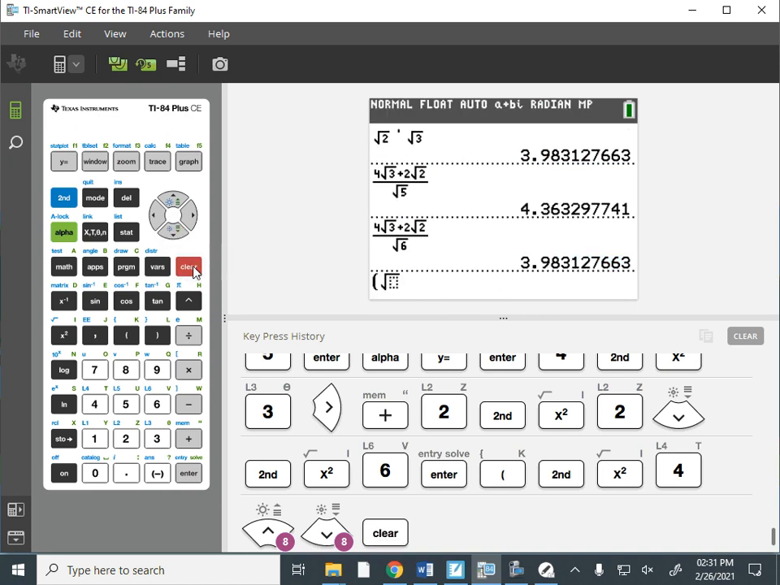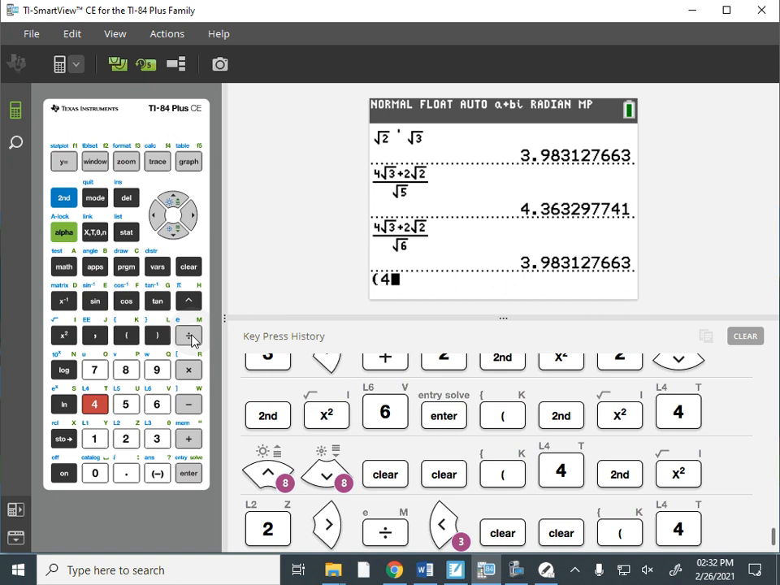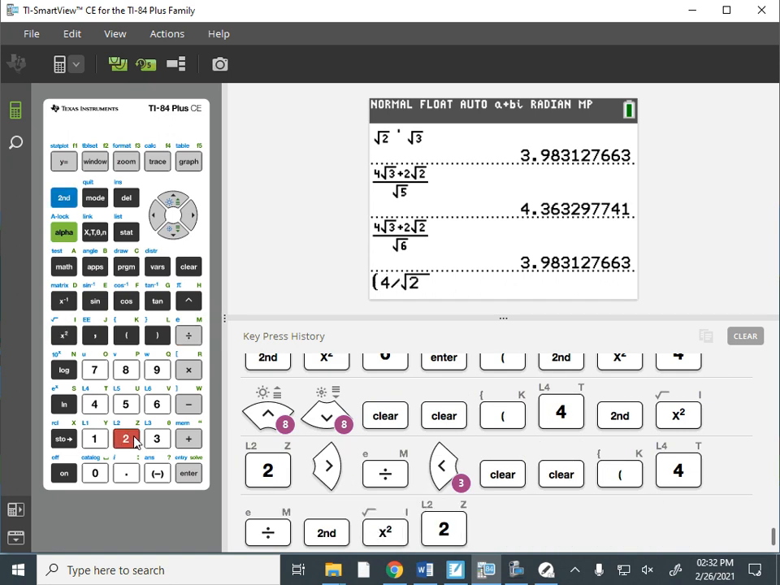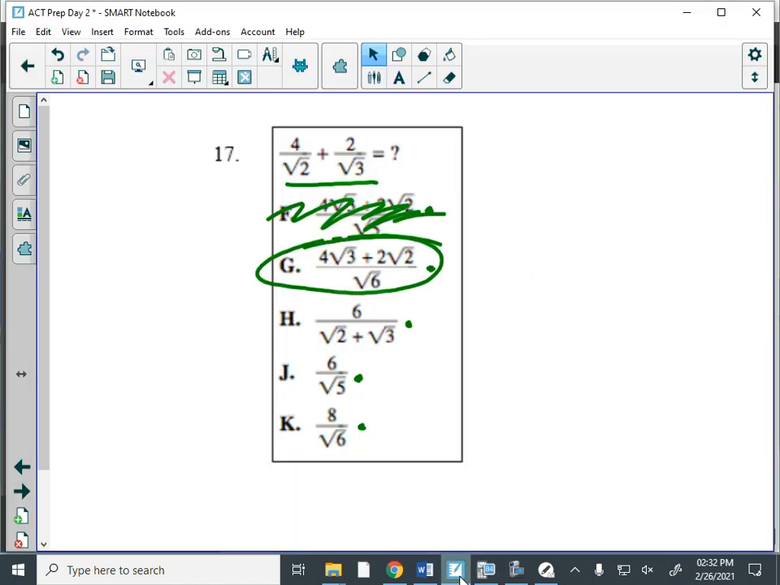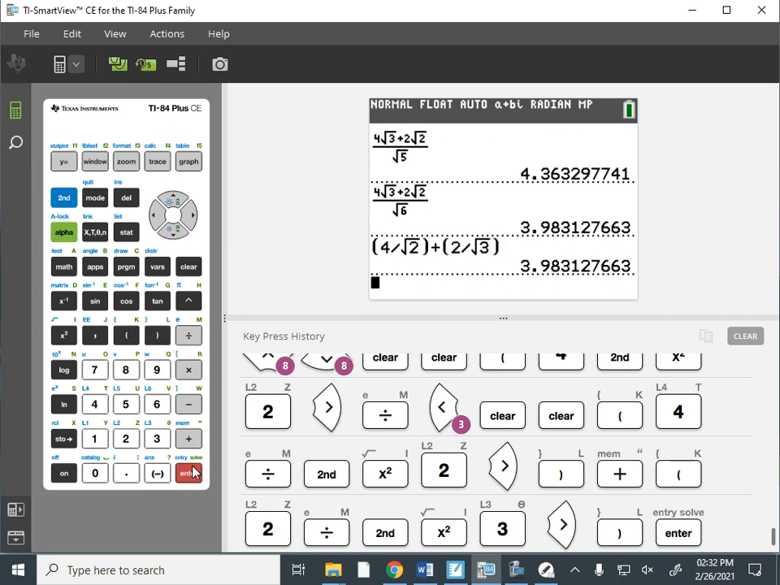So you'd have to type it in as parenthesis 4 second x squared radical 2 arrow out divided by, I keep messing this up. Sorry. You want to enter it in as this. Parenthesis 4 divided by radical 2 arrow out, close the parenthesis, plus, what was it? 2 over radical 3, plus parenthesis 2 divided by second x squared 3, arrow out, close the parenthesis, hit enter. And you get the same answer.